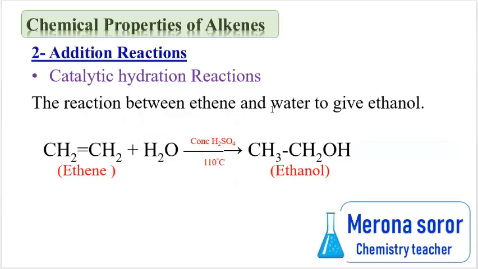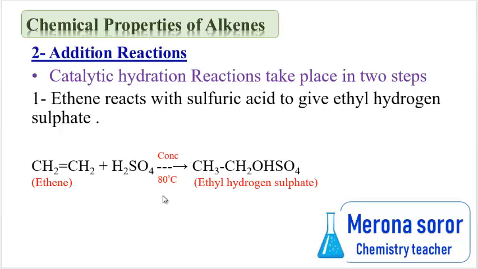The reaction between ethene and water gives ethanol. CH2=CH2 plus H2O gives CH3CH2OH. Change ethene to ethyl hydrogen sulfate in the presence of concentrated sulfuric acid at 80 degrees Celsius.